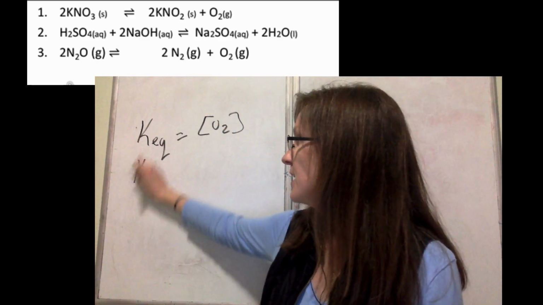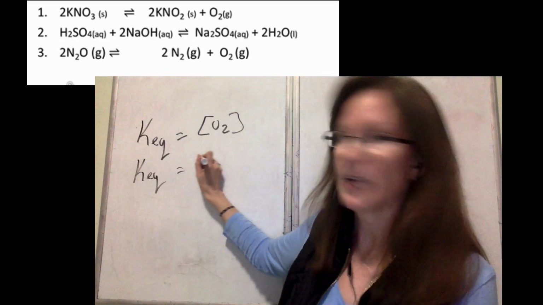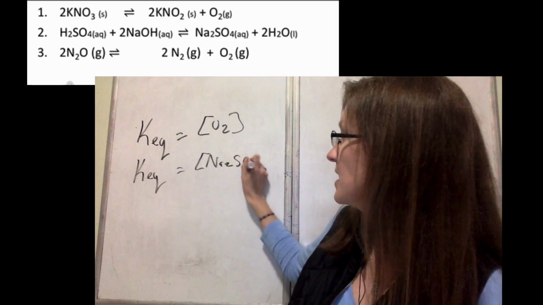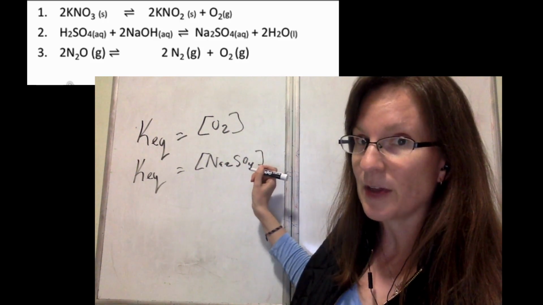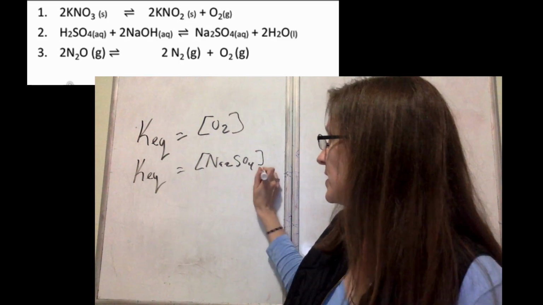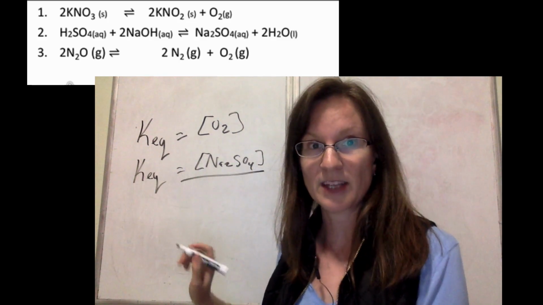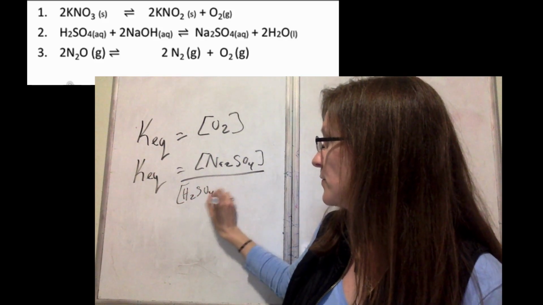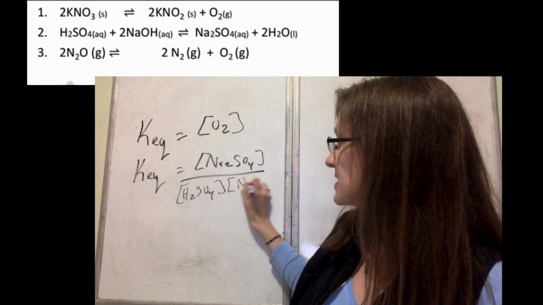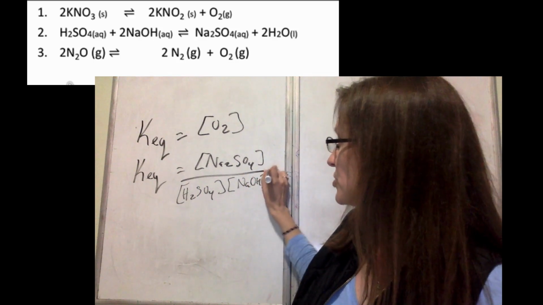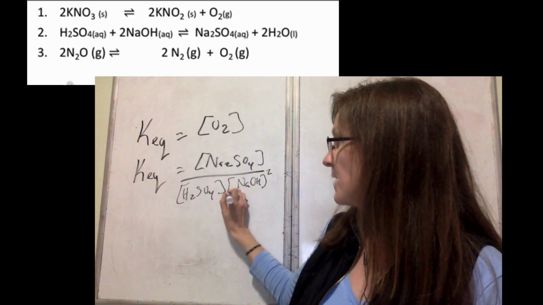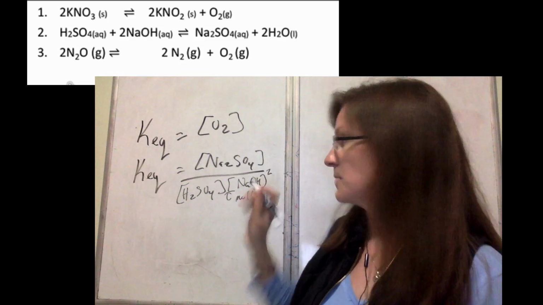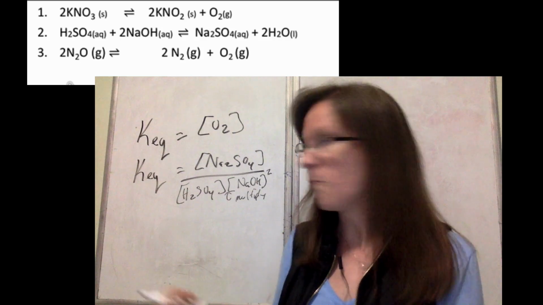For number 2 then, KEQ equals products over reactants. So I have sodium sulfate as one of my products, and then liquid water as the other one. And since liquid water is a liquid, I wouldn't include it as part of my expression. And then in terms of reactants, I have H2SO4, and I have sodium hydroxide. That one has a coefficient, so I'm going to square it. And again, remember right here, this is multiply, this is not add. So I multiply my factors within my K expression.